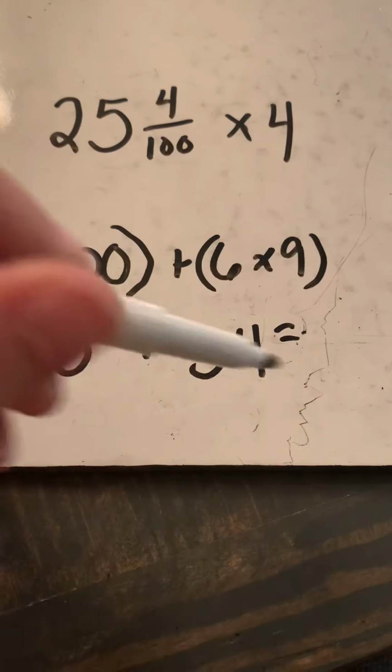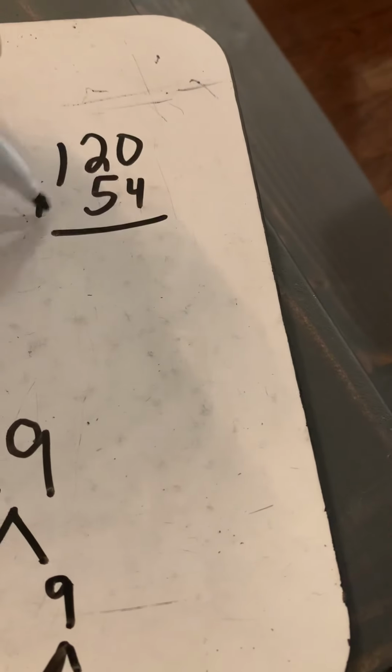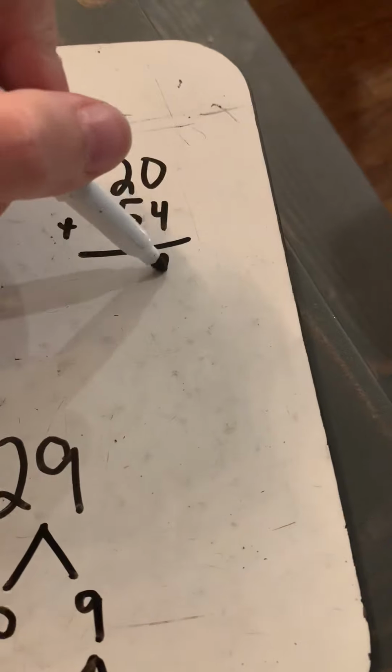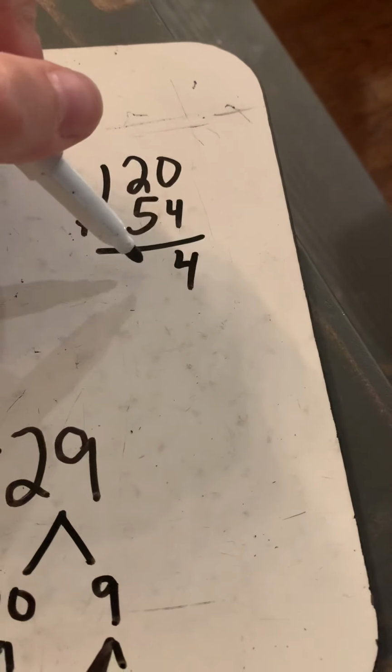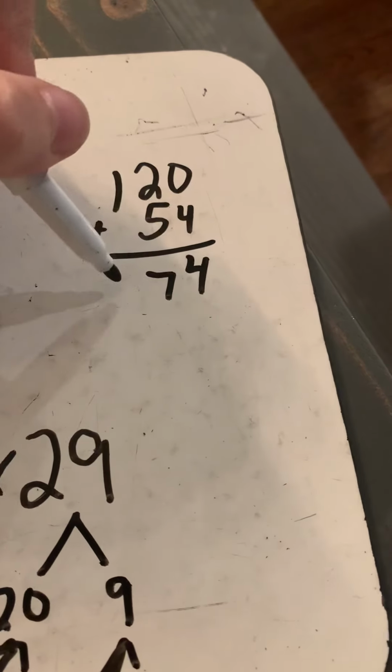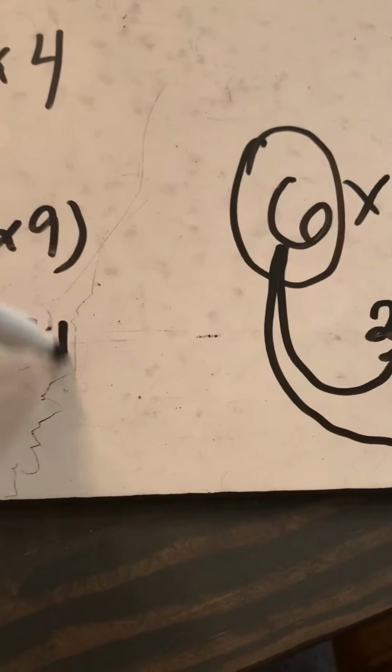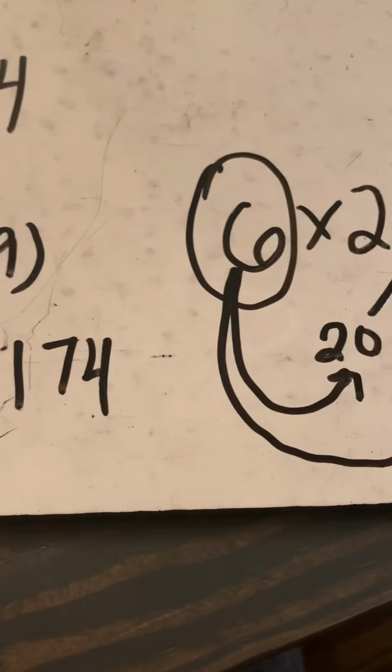And then, we don't really add horizontally, we add vertically. So I would always go off to the side, and I'm sure you remember this in class, and I would add these together. 0 plus 4 is 4, 2 plus 5 is 7, and 1 plus nothing is 1. So my answer would be 174. That is an example of using the distributive property with whole numbers.